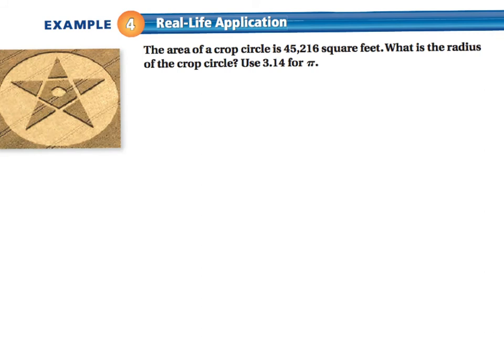Example 4, our last example. In this problem, I want you to find the radius of a crop circle. Now we know the area of the crop circle is 45,216 square feet. That's given to us. We're going to use 3.14 as pi, and we're going to use the formula for a circle. So step 1.